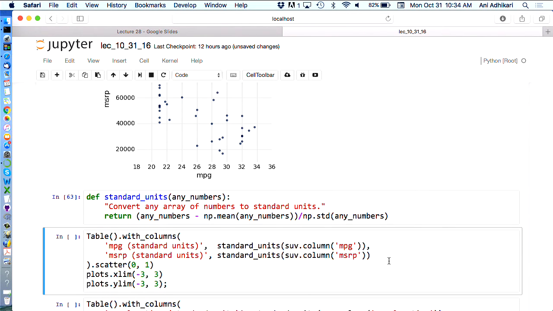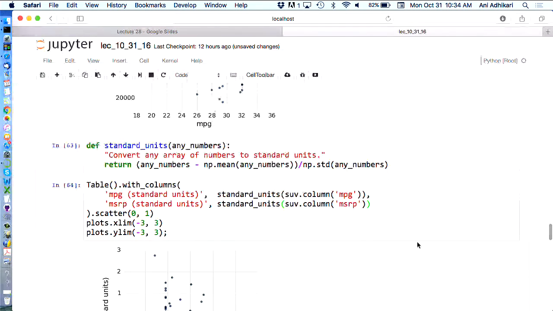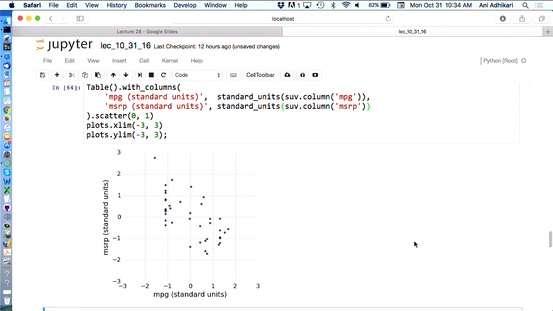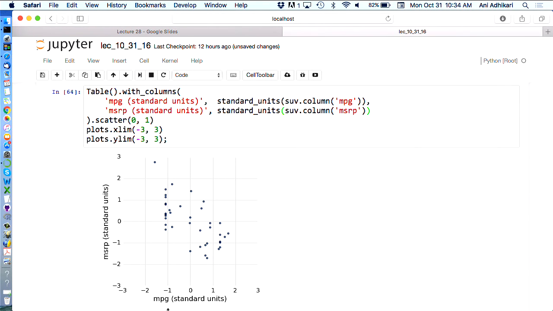And what I'm going to do now is create a plot of the SUV price versus mileage with variables measured in standard units. So first we're going to look at the plot, and then we're going to look at the code. All right, so this is the plot we're looking at. Standard units MPG on this side, standard unit MSRP on this side.